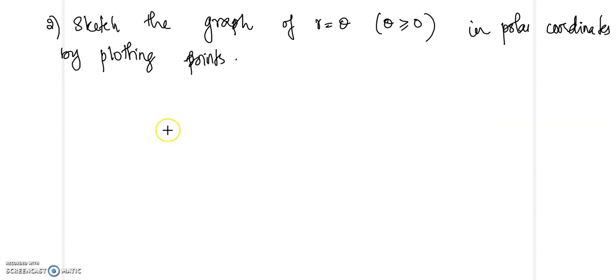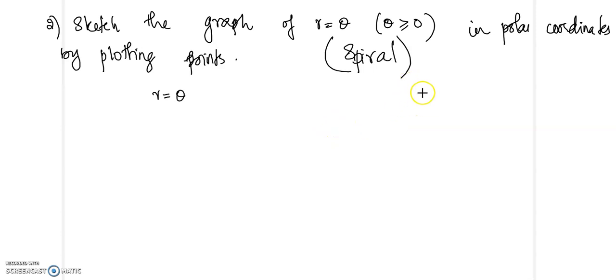Now the given curve is r equal to theta. So therefore as theta increases, here r also increases. So this curve r equal to theta is a curve called the spiral. So the graph will spiral out as theta increases.